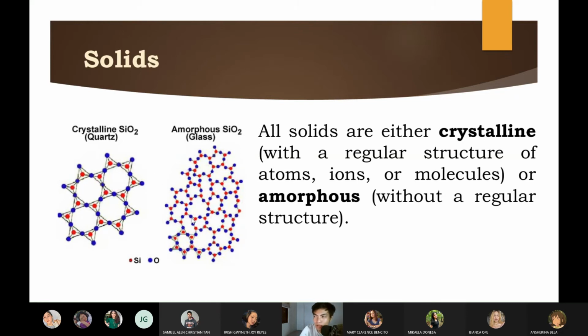They have structures kapag sila inabuo. So, for crystalline solid, maganda yung arrangement ng ating solids. Pero kapag yan ay amorphous, gulo-gulo na. Walang pattern yung arrangement ng particles natin. That's why, for amorphous solids, mabilis sila masira.